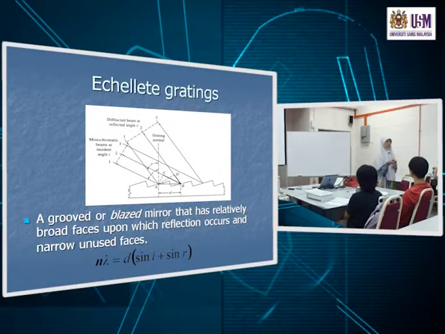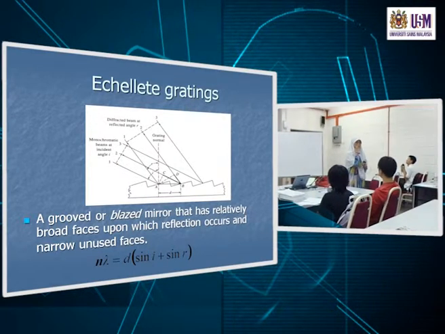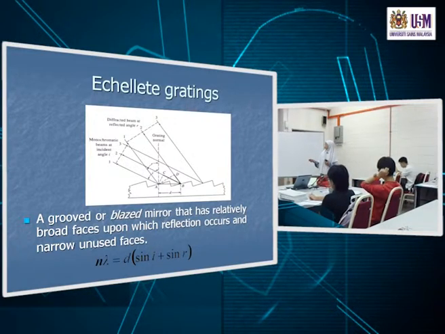Mono means one. So, monochromatic is one wavelength, so that you can do the maths on how to understand how the grating works. Monochromatic means this is just one wavelength incident at angle I, and it's going to be diffracted at angle R.